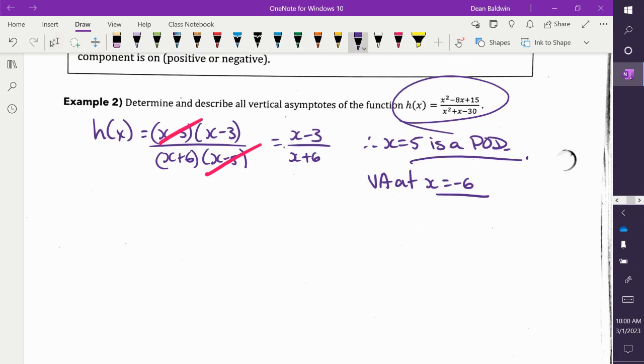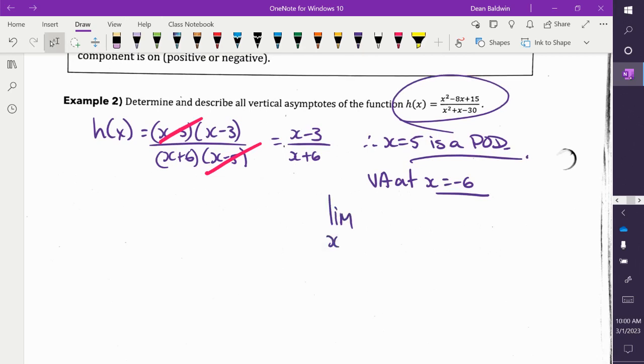All right, so to do that, you have to do the limit as x goes to 6 from the positive side of x minus 3 over x plus 6, and the limit as x goes to 6 from the negative side of x minus 3 over x plus 6. Oh, negative 6. Sorry, thank you. Negative 6. Okay. Make this one clear.